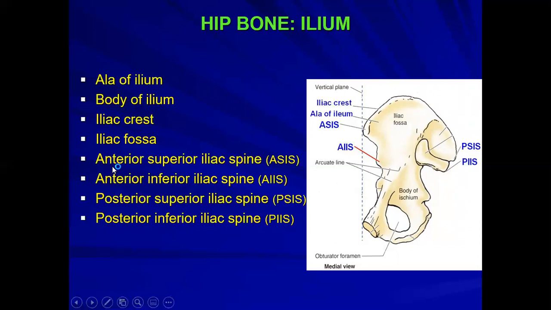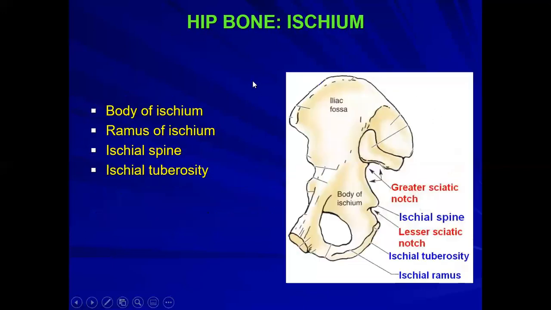And then we have the ASIS, anterior superior iliac spine. And down here we have the anterior inferior iliac spine. It's a projection present on the ilium. This projection is present on the anterior aspect of the ilium. And at the back we also have the posterior projections, which are the posterior superior iliac spine and the posterior inferior iliac spine. So these are the components of the structure, or the body landmarks, present on the ilium.